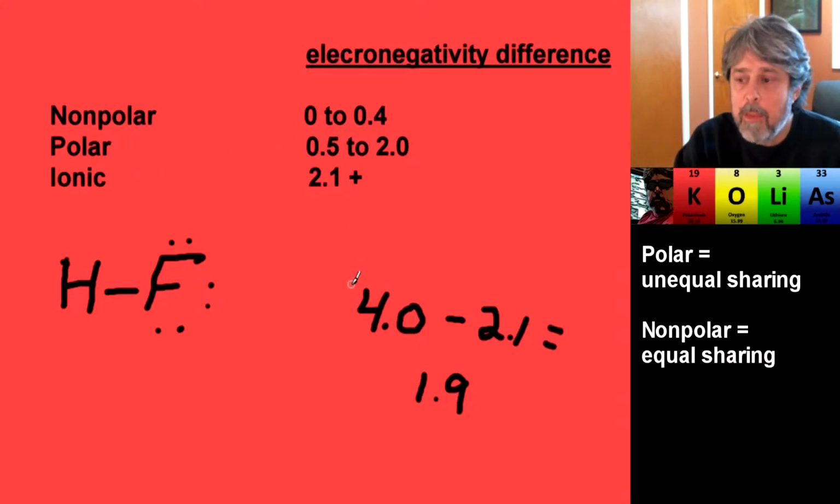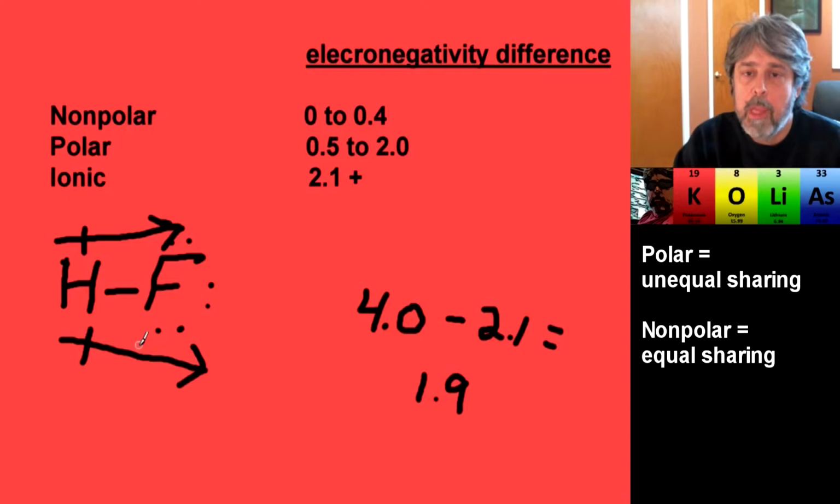So what this means is there's an unequal sharing of electrons. They're all going to be flowing towards the fluorine because fluorine is like an electron hog, with a really high electronegativity value. So most of the electron density is going to be near the fluorine. I'm drawing little arrows here pointing to where the electrons are flowing.